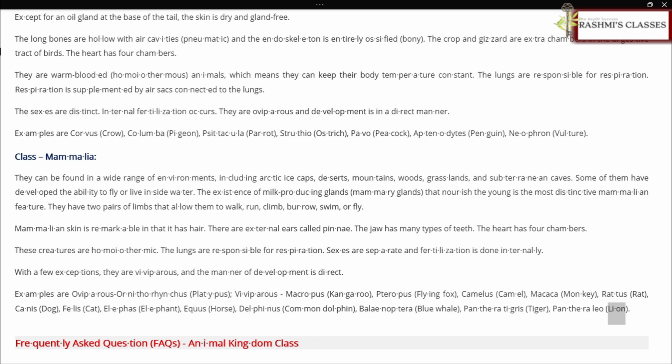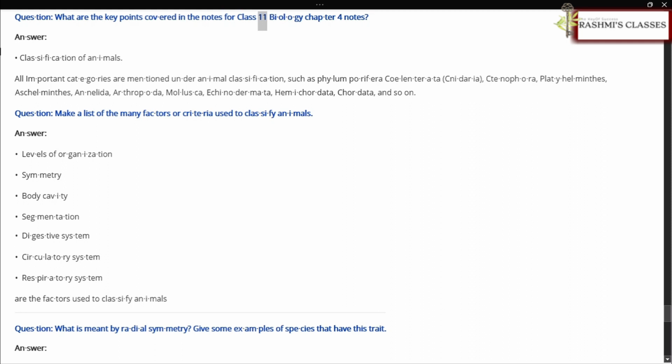Frequently asked questions, FAQs, Animal Kingdom Class. Question: What are the key points covered in the notes for Class 11 Biology Chapter 4? Answer: Classification of animals. All important categories are mentioned under animal classification, such as phylum Porifera, Coelenterata, Cnidaria, Ctenophora, Platyhelminthes, Aschelminthes, Annelida, Arthropoda, Mollusca, Echinodermata, Hemichordata, Chordata, and so on.